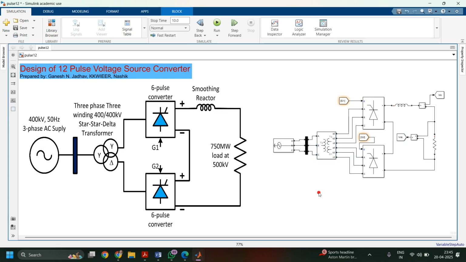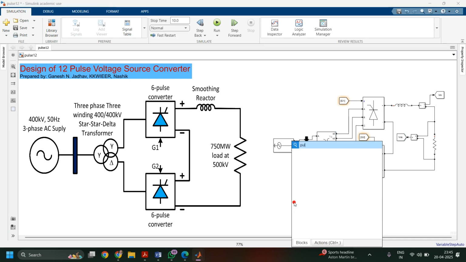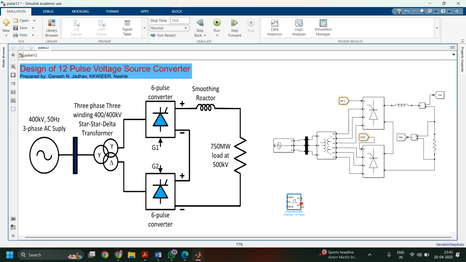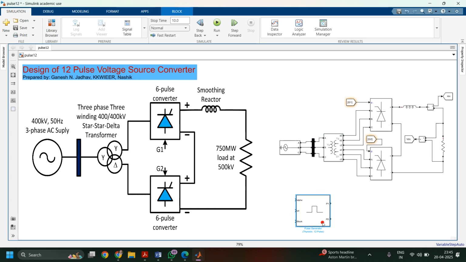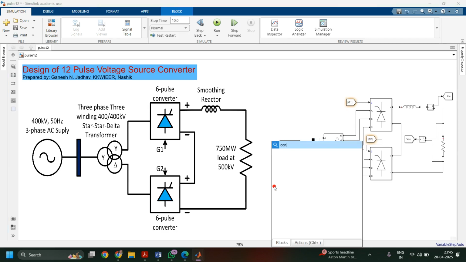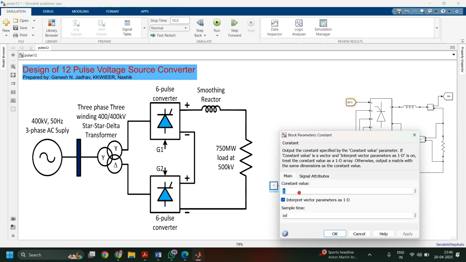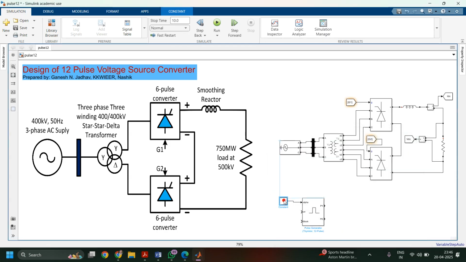Now we have to give the gate pulse. So to design the gate pulse, take the pulse generator, which is a 12 pulse generator. In this 12 pulse generator, if we look into this, we need alpha, omega t and block. So the firing angle is given by the constant term. We'll connect this constant term here. Let us set the firing angle equal to 0. We have set the firing angle equal to 0.